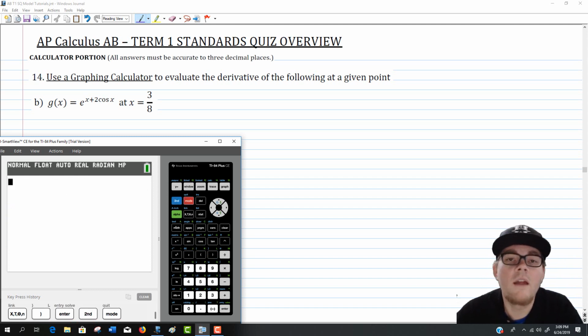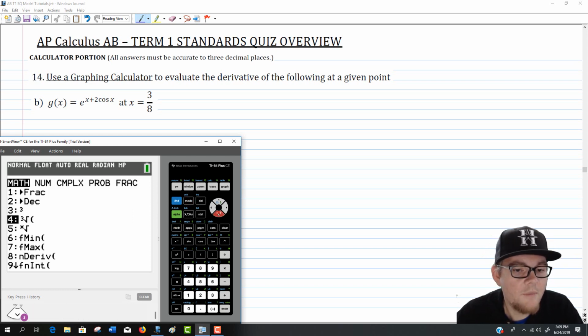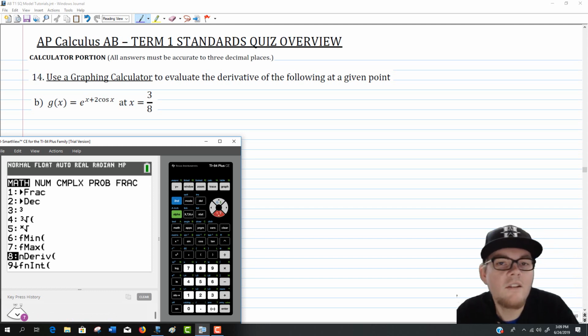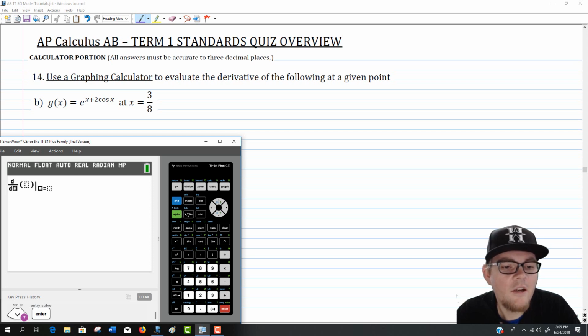Now I'm going to exit the graphing area, go back here, and go back to the math menu. So in the math menu, down there on option 8 is nderiv. That is to calculate a particular derivative. It says n, I believe, for numeric, but just in case, we're going to calculate the derivative at this point. And in here, I'm going to first have to tell it a couple different things.